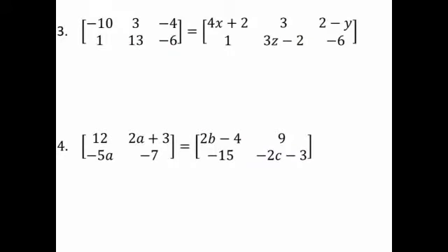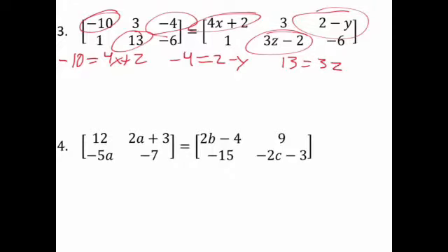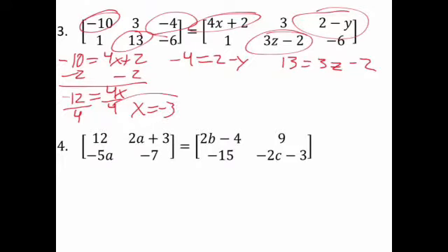Moving on to 3. This one has these 3 pieces. We need to have match up with these 3 pieces. And so that gives me an equation, negative 10 equals 4x plus 2. Negative 4 equals 2 minus y. And my last one is 13 equals 3z minus 2. And I just have to solve each of these. I'll subtract 2 from both sides on this one to get negative 12 equals 4x. Divide by 4 on both sides. I'll get x equals negative 3.